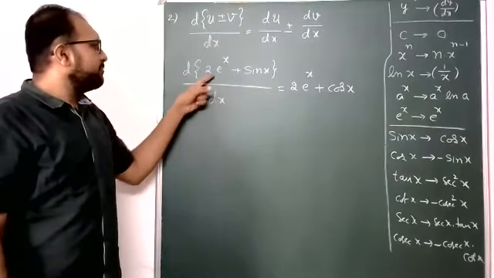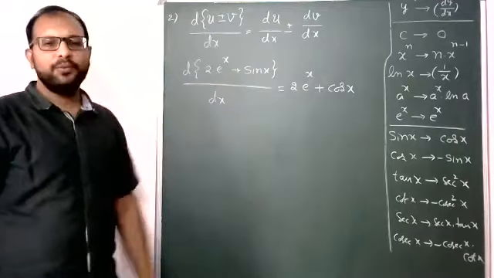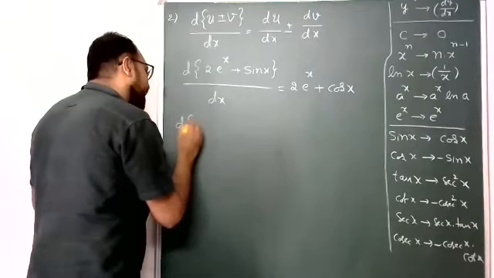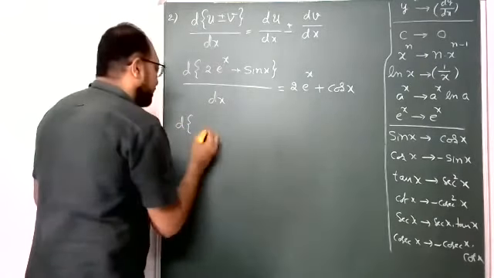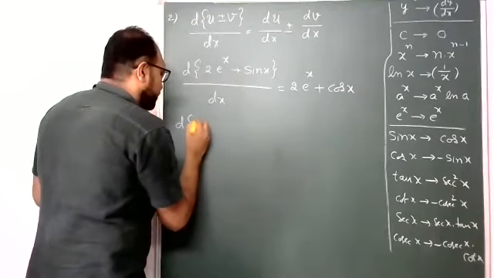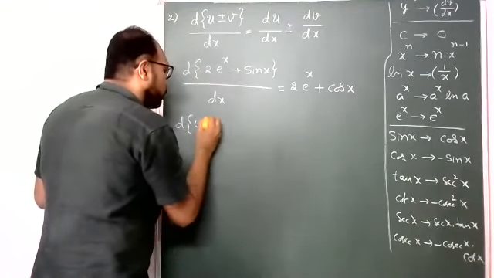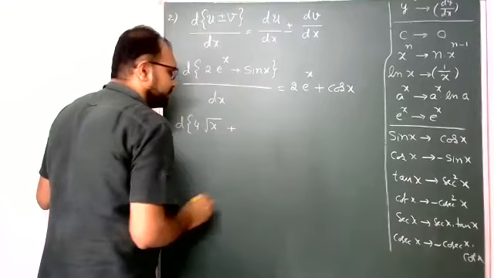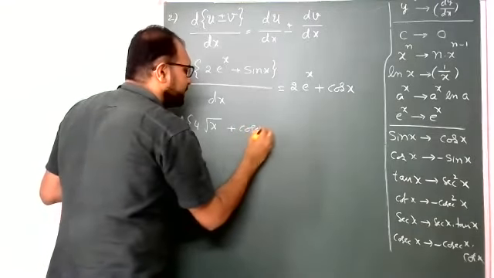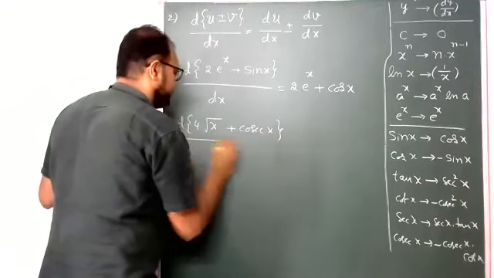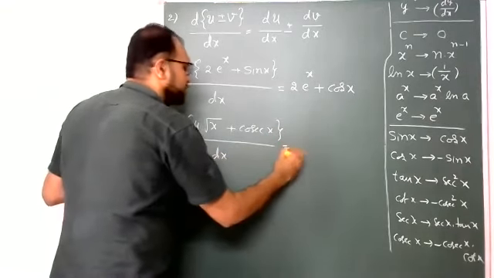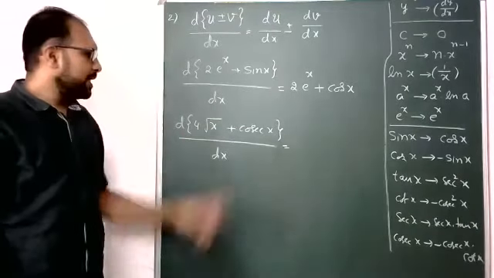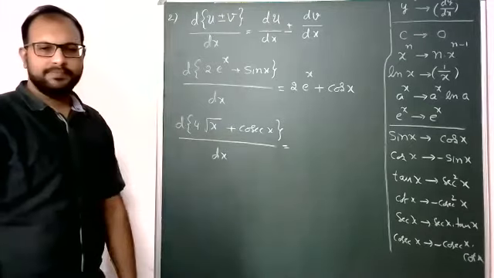So, students, the derivatives of this type of combination we can now find easily. One more example. Suppose the derivative of 4 root x plus cosecant x, any one example. So, students, 4 root x is one function, cosecant x is another function, and plus is plus.